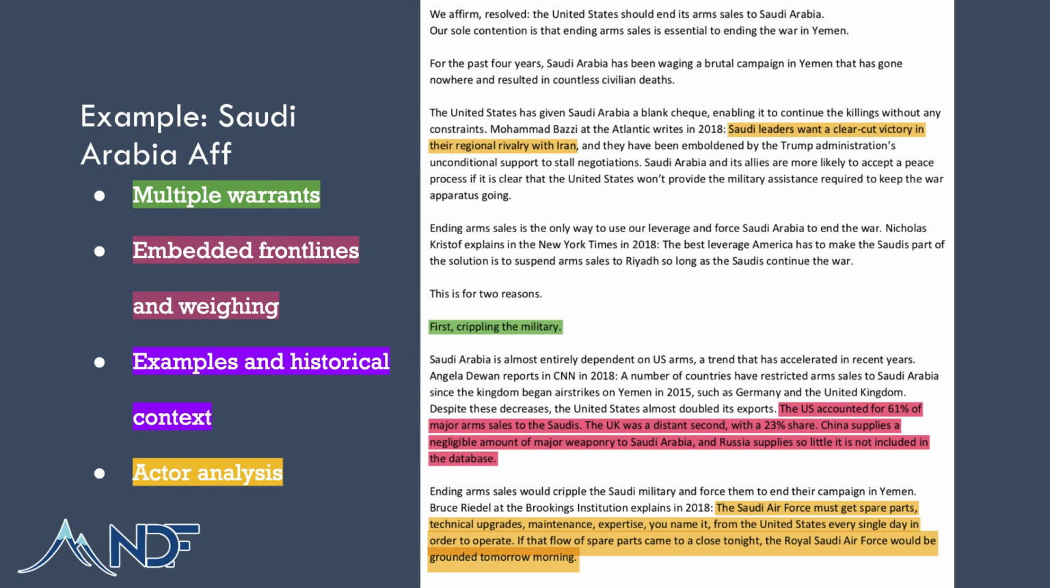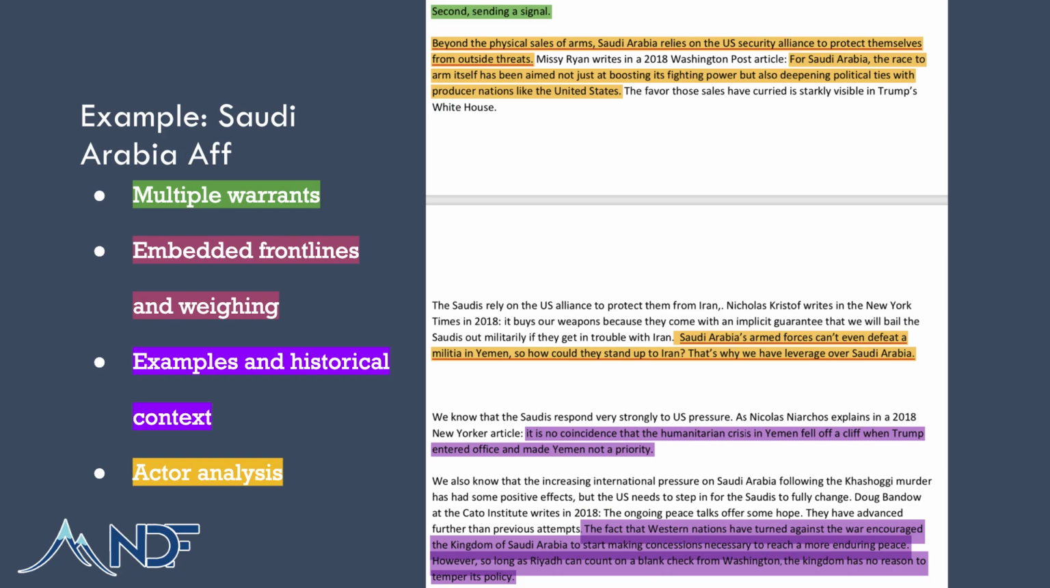Okay, so I highlighted this. They want a clear-cut victory in the regional rivalry with Iran because this sets up the idea later in the second warrant of intent, right? The reason the Saudis are in Yemen is not because they hate the Houthis, although they don't like the Houthis. The real reason is because it's a proxy war. They're fighting their regional rival, Iran. They see it as an existential fight, kind of like us in Vietnam in the Cold War against the Soviet Union. If they lose this war, it's actually much worse. Imagine if Vietnam was to our south or to our north. They have an enemy state on their border. So the Saudis cannot tolerate Iran. That's what the Kristof quote says, right? They can't even defeat a militia in Yemen, so how could they stand up to Iran? That's why they need the U.S.